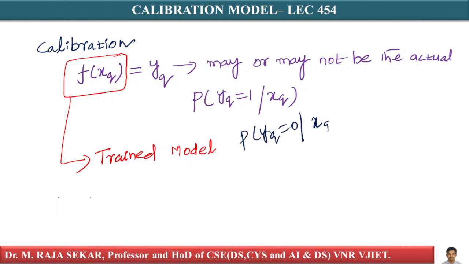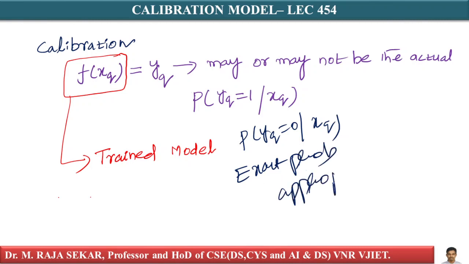Yq equal 0 given xq. I can always calculate these two probabilities, isn't it? Here the problem is I want the exact probabilities, the most appropriate probabilities. I just don't want some number. Any number between 0 and 1 can be written by using the sigmoid function, isn't it? That's not what I want. I want the actual probabilities themselves.